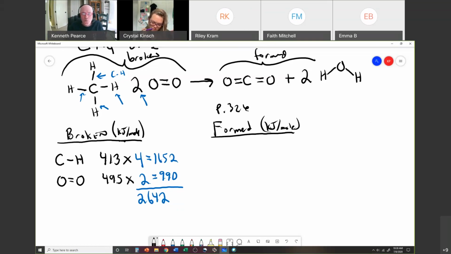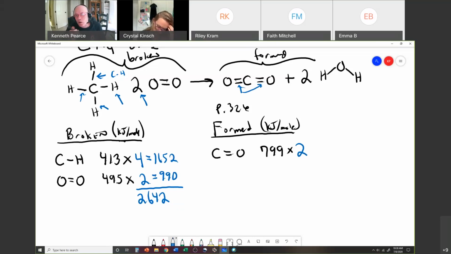I like to work left to right. I see C double bonded O. Now I look on my chart and I look for carbon-oxygen double bond, and that's 799. But how many carbon double bonded oxygens do I have? I have 2. There's one, and there's the other. I have 2, and there are no others.